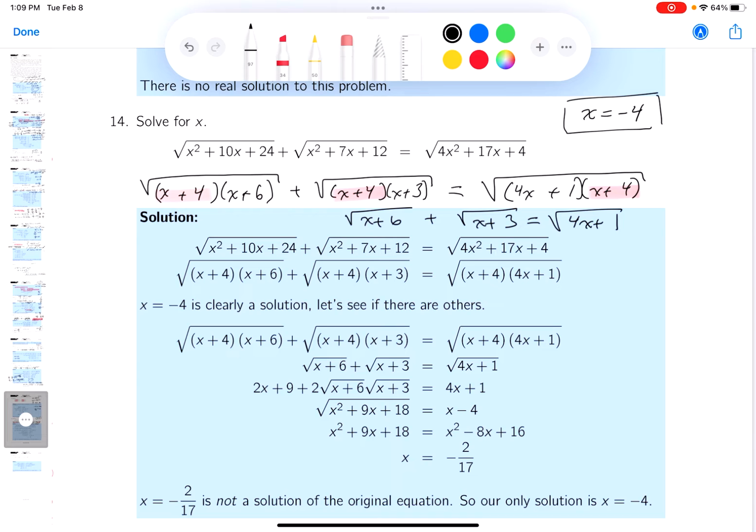What do you get? Let's write this down. You've got to be careful about it, too. You're going to get x plus 6 plus x plus 3 plus 2 times the radical of x plus 6 times the radical of x plus 3, and that would be equal to 4x plus 1. All right? So I'm going to claim that it's not that bad. It's 2x plus 9, and I'm seeing this right over here. And then 4x plus 1, I'm seeing that over there. So I'm pretty comfortable. I'm moving along, and I've already checked one of the answers. I know I get a good answer.